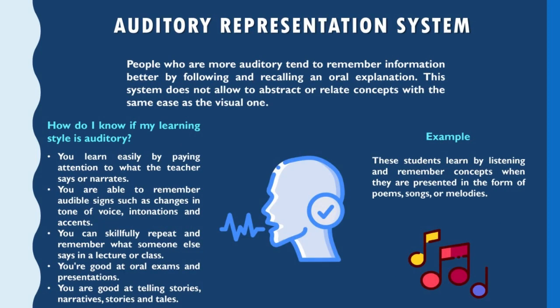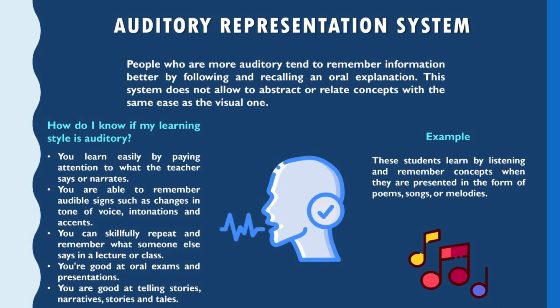The auditory representation system. How do I know if my learning style is auditory? You learn easily by paying attention to what the teacher says or narrates. You're able to remember audible scenes such as changes in tone, voice, intonations, and accents. You can skillfully repeat and remember what someone else says in a lecture or class.